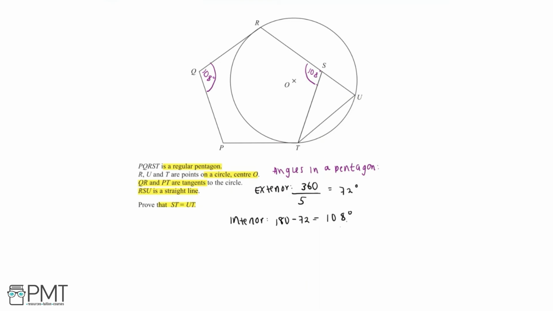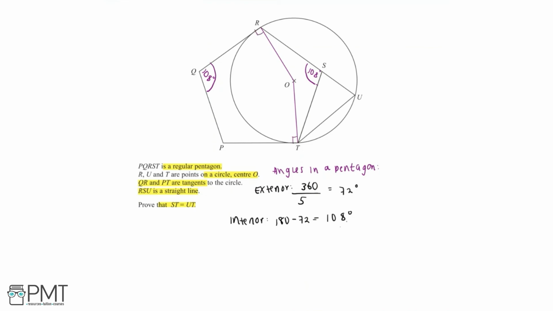Points R and T lie on the circumference of the circle. We know that the distance between the centre and any point on the circumference is a radius. And so we can say that the line OR is a radius and the line OT is a radius. We also know that QR and PT are tangents to the circle, and so the angle between a radius and a tangent is always equal to 90 degrees, and so we can label these right angles on our diagram.